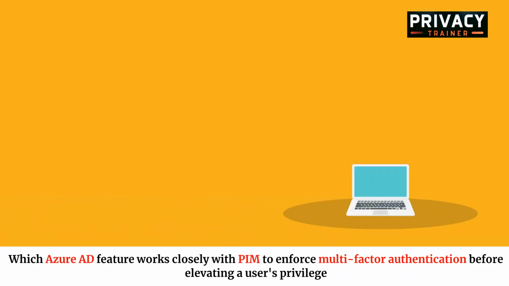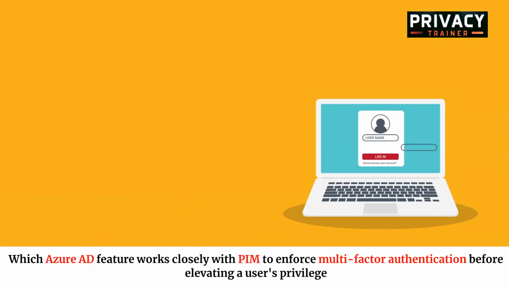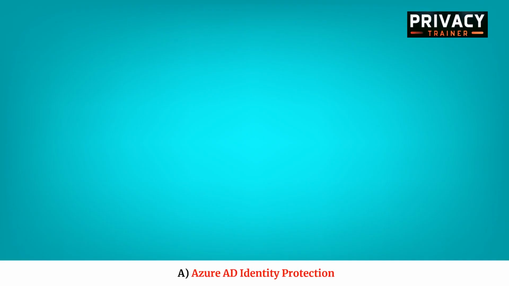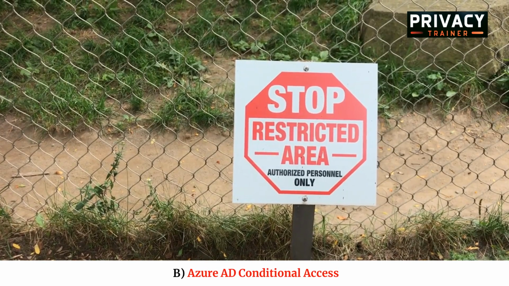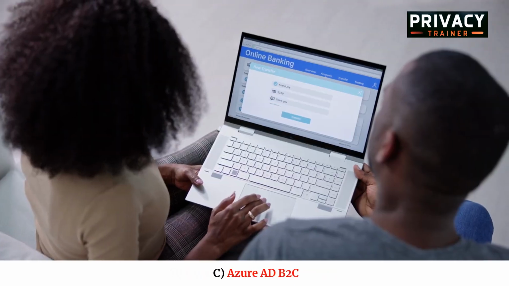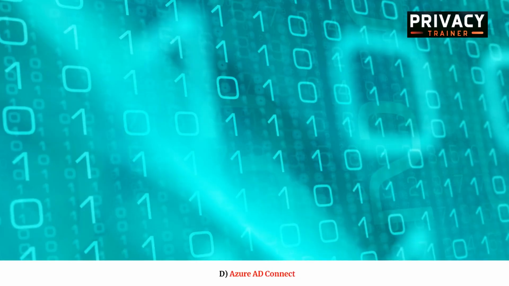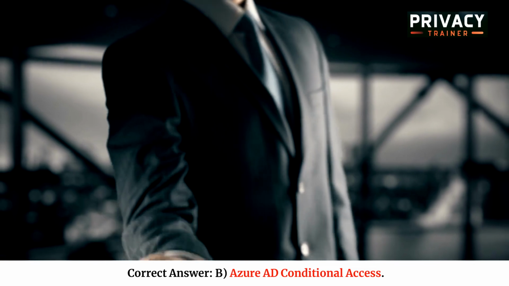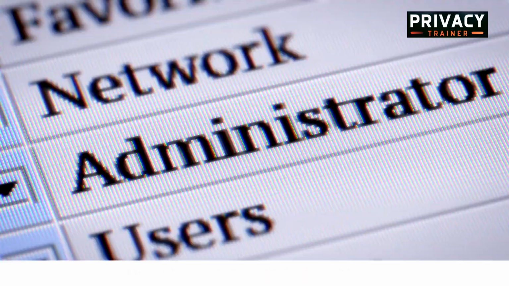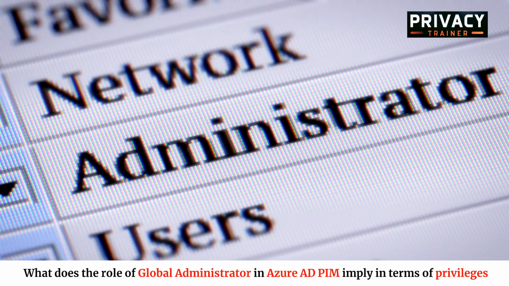Which Azure AD feature works closely with PIM to enforce multi-factor authentication before elevating a user's privilege? A. Azure AD Identity Protection. B. Azure AD Conditional Access. C. Azure AD B2C. D. Azure AD Connect. Correct answer: B. Azure AD Conditional Access.